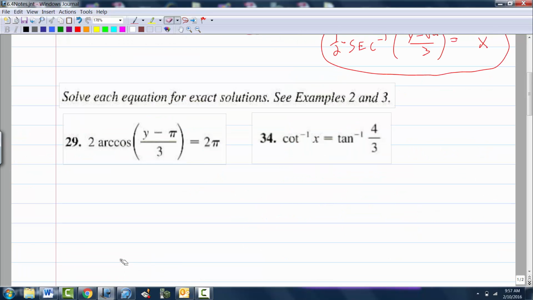The next directions ramp it up a little bit. What's the matter? Huh? I can't hear what he's saying. All right, here we go.